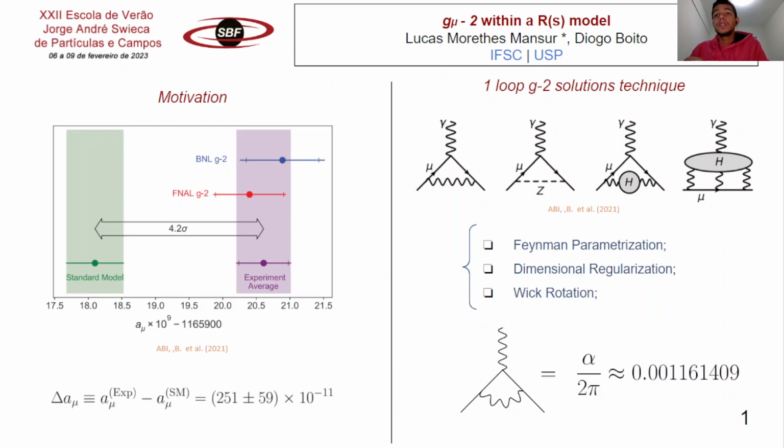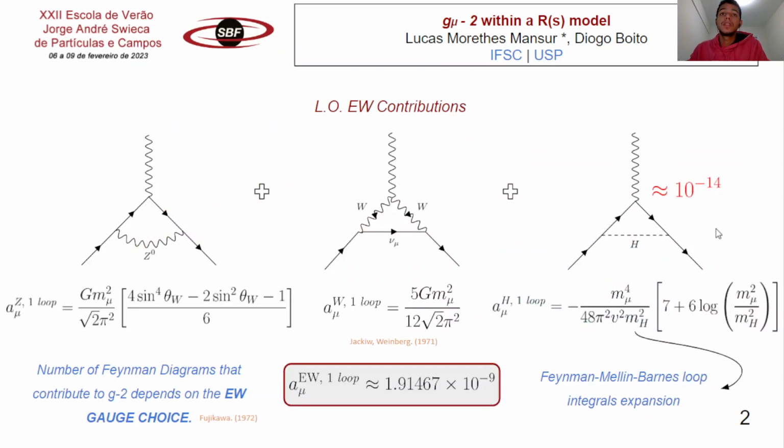So I started studying this topic by performing one-loop g-2 diagrams. The techniques that I used to compute these diagrams were Feynman parameterization, dimensional regularization, and the Wick rotation. The first diagram that I performed for g-2 was Schwinger's contribution to g-2, which he computed in 1948. And after that, I started studying the leading-order electroweak contributions to muon g-2.